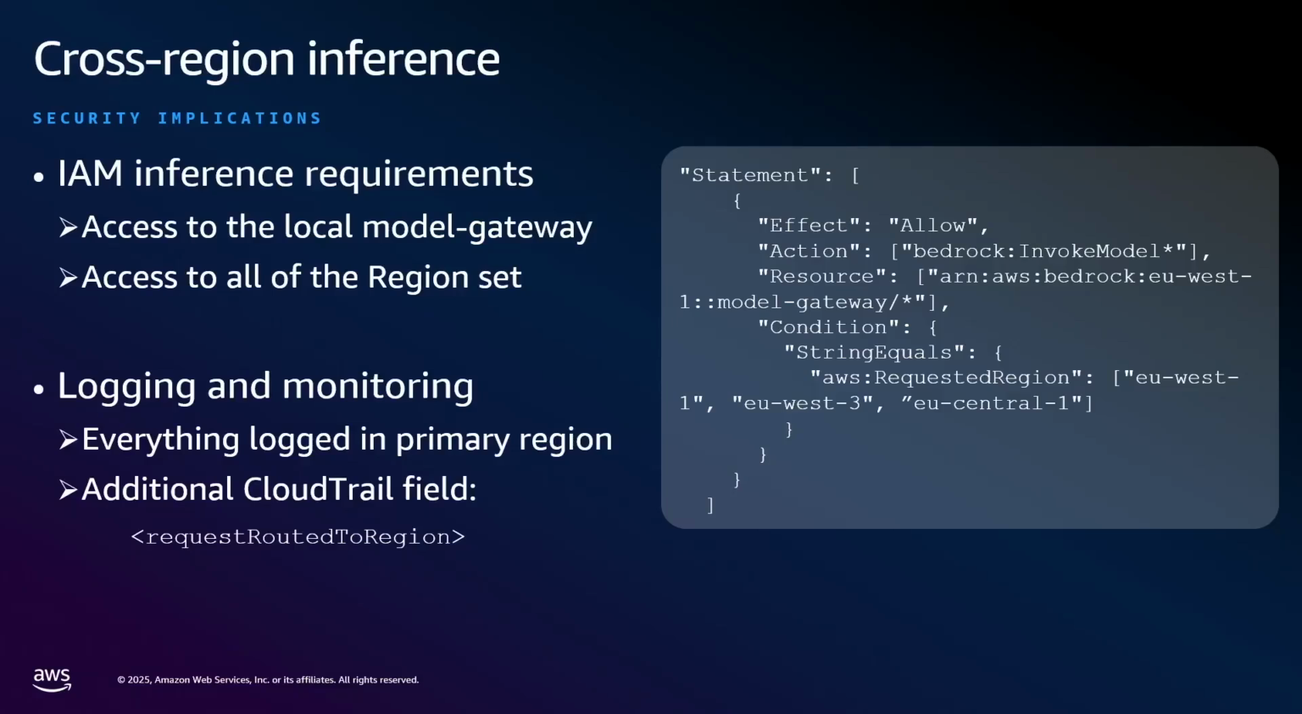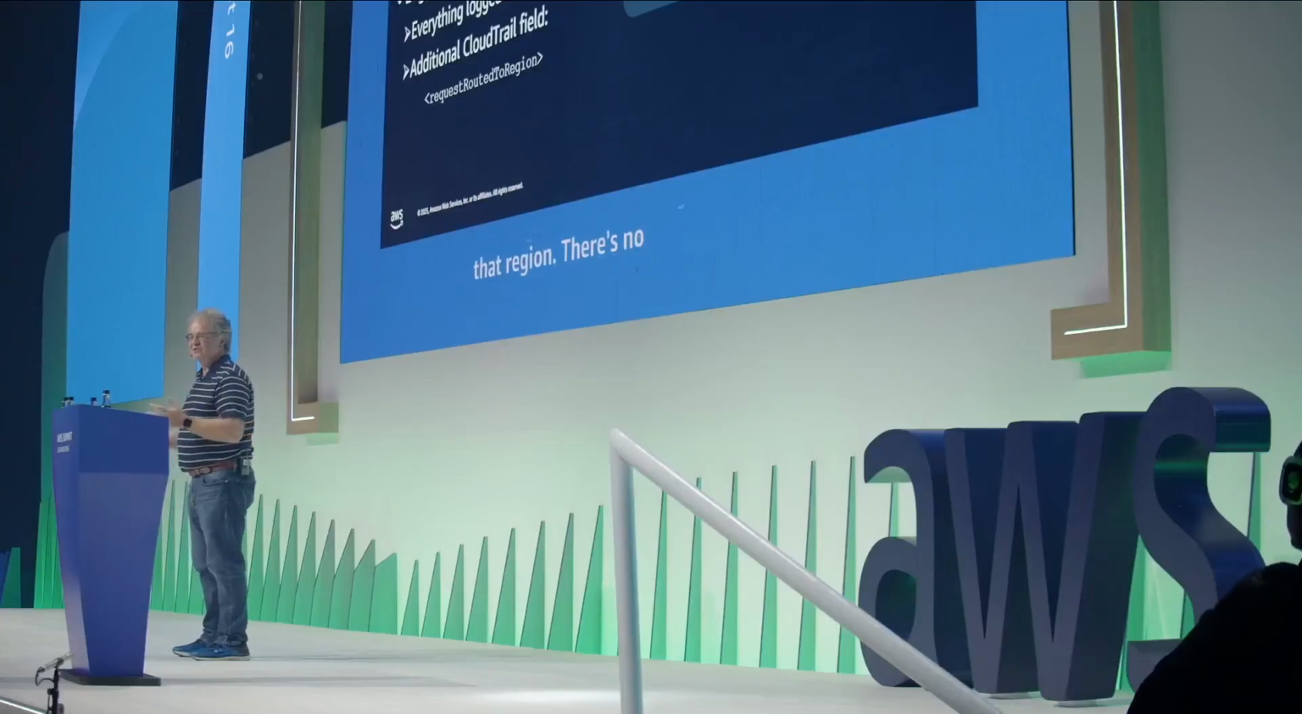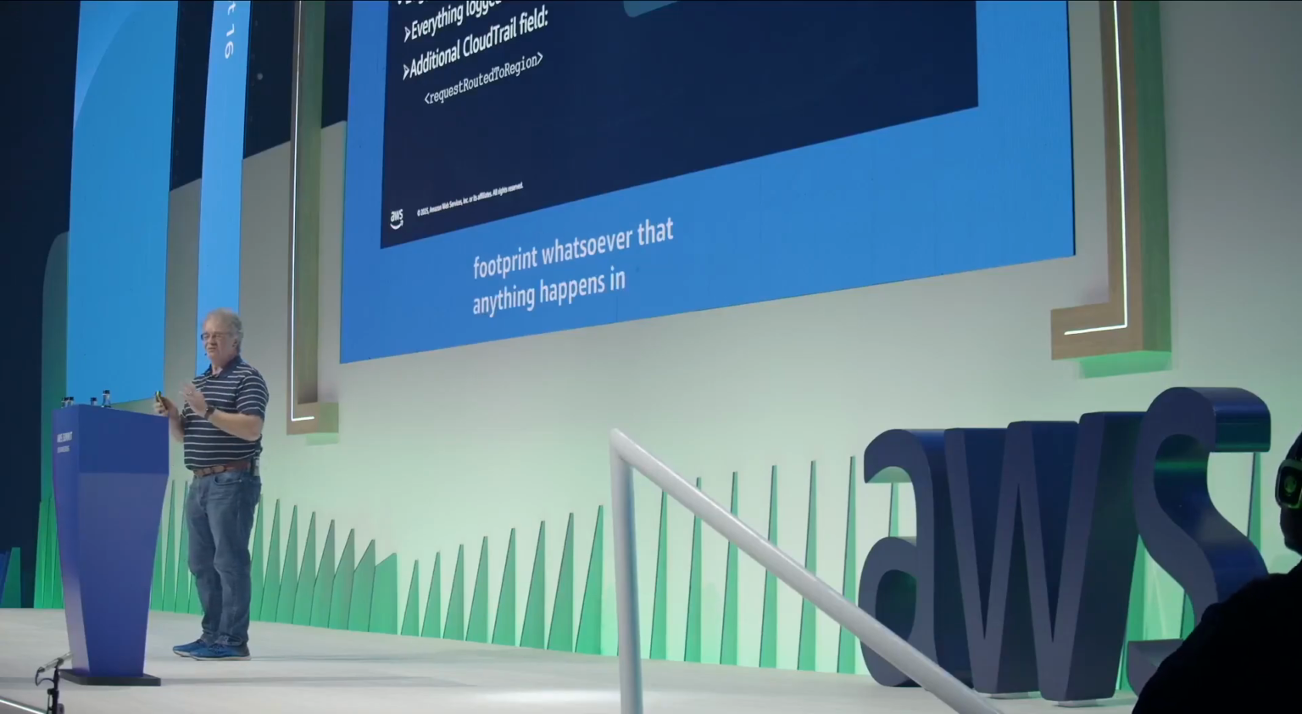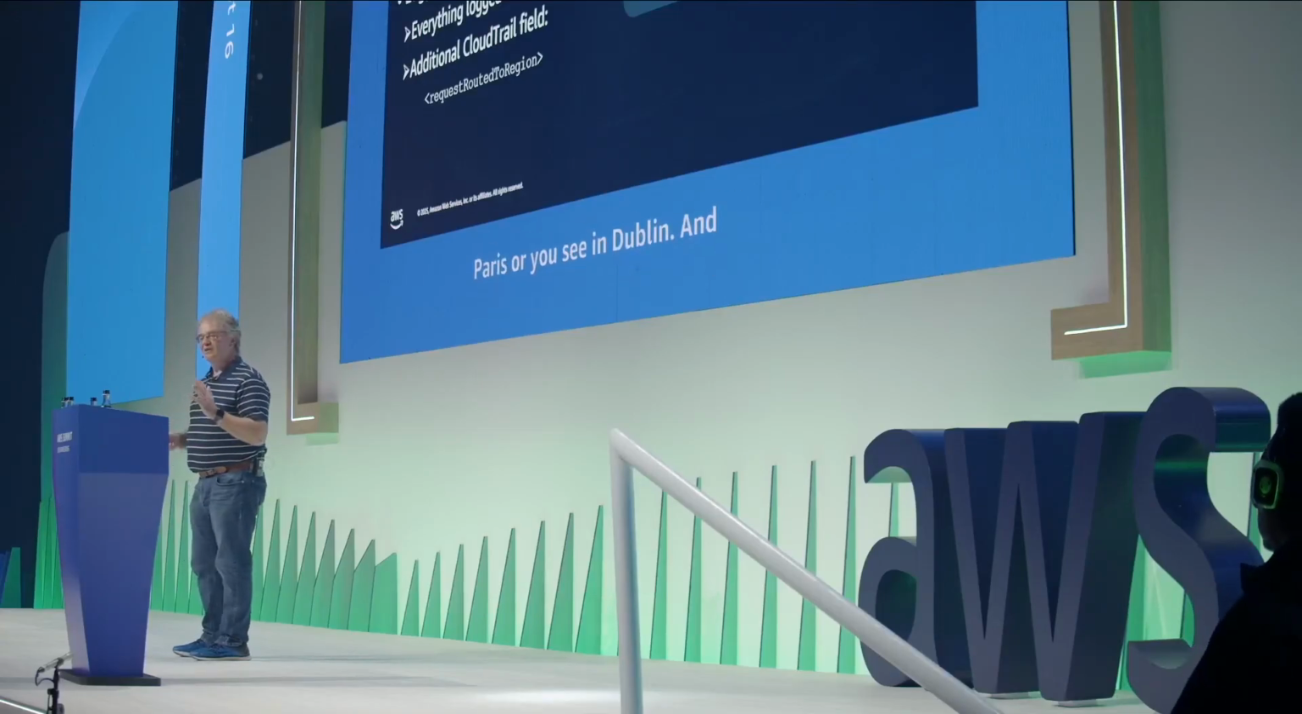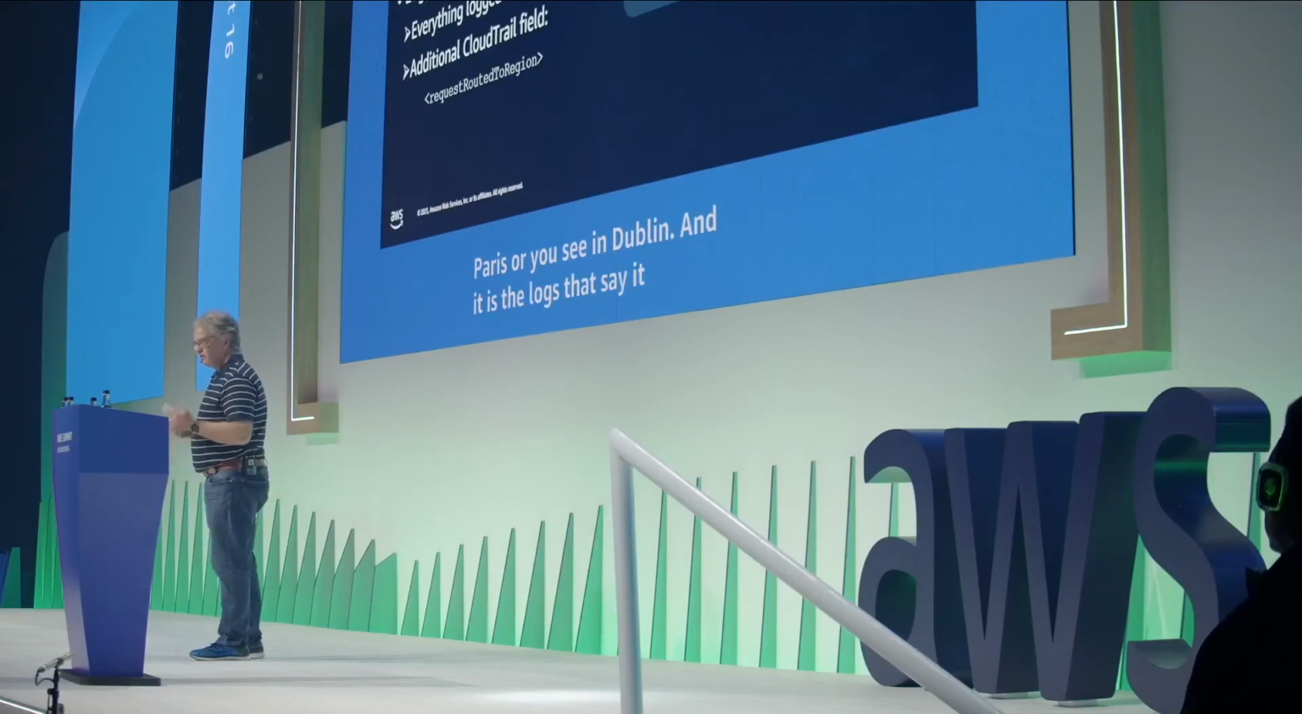The only change to the CloudTrail log you'll see is an extra field that says, and I was processed in Paris. And that's all you get. There's nothing in that secondary region. There's no footprint whatsoever that anything happened in Frankfurt or Paris. All you see in Dublin is the logs that say, it was here, it was done there, it was done here. And that's the only thing you actually see that's different. So knowing there's nothing persisted in those second regions or the third regions is really useful. There's nothing logged, there's nothing left behind. There's just no footprint left of any kind.